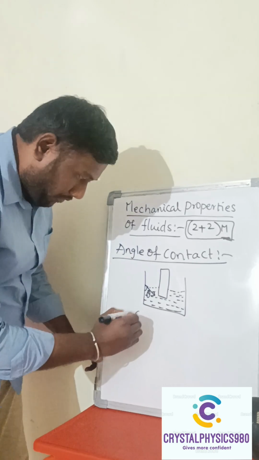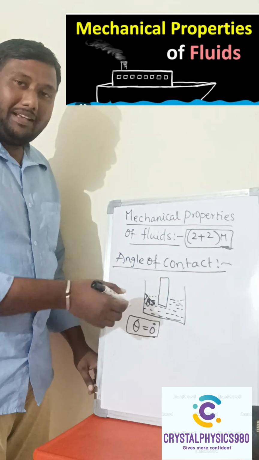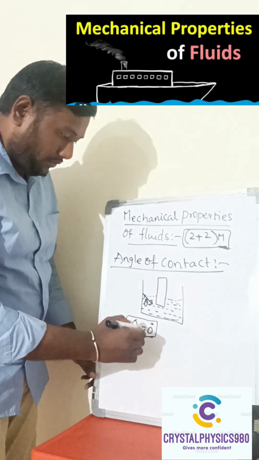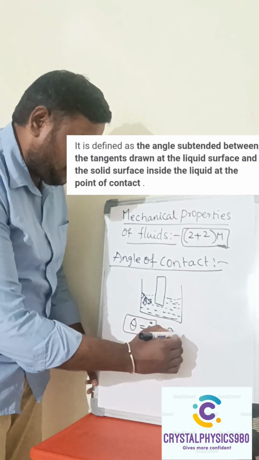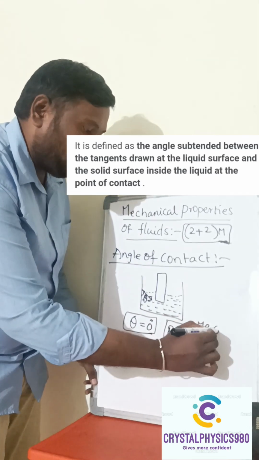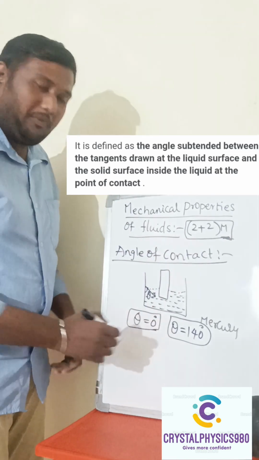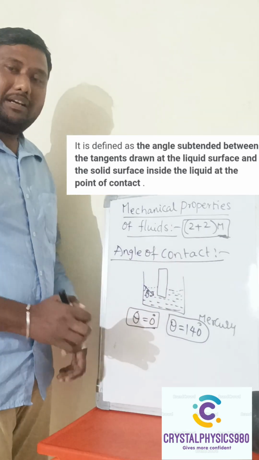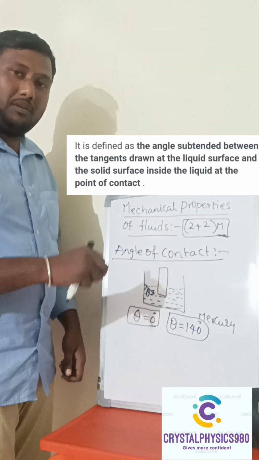When the angle of contact theta is 0 degrees, the liquid acts as a wetting agent. For pure water theta is 0 degrees. For mercury theta is 140 degrees. That's why when we touch mercury, we don't get any liquid on our hands. But when we touch water, we get wet, because the angle of contact is very small. Whenever the angle of contact is very small, the liquid acts like a wetting agent.